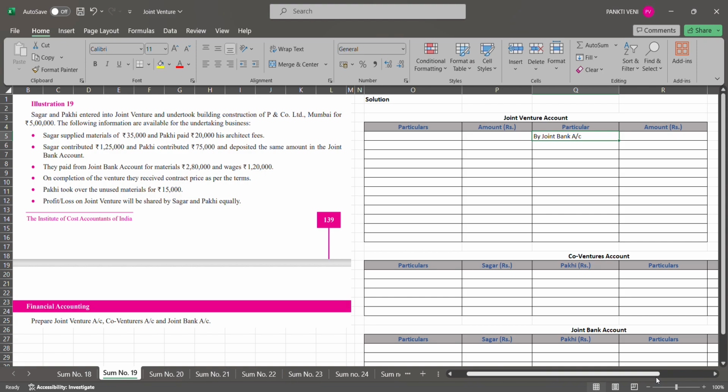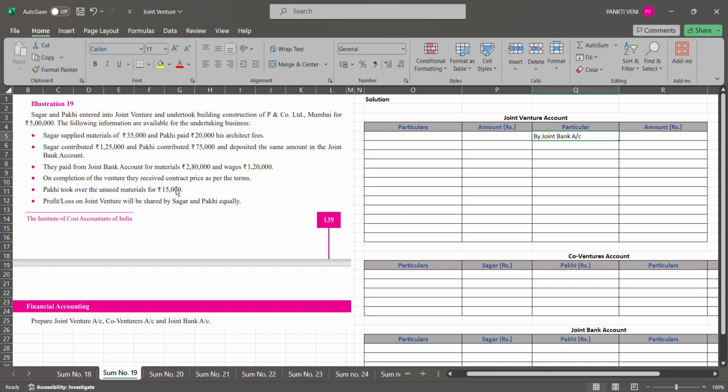In this video lecture, we will be recording illustration 19 related to joint venture. Here, this sum is using the separate books of accounts method. Sagar and Paki entered into a joint venture and undertook building construction of PN Company Limited, Mumbai for rupees 5 lakhs. The following information is available for undertaking the business.